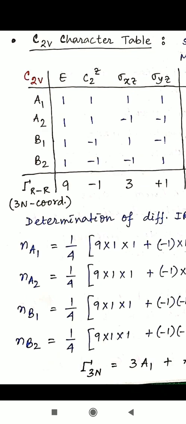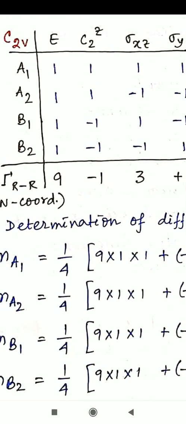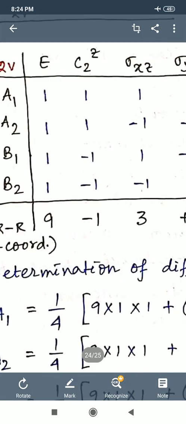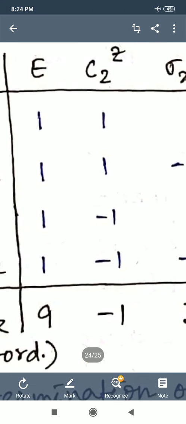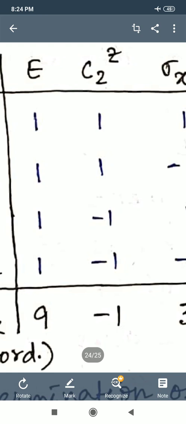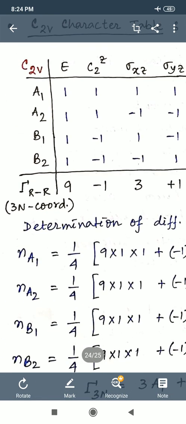So 9 into 1 into 1 plus, again taking the reducible representation, that is -1 into, in case of A1, the C2Z is 1, and in C2Z the 1 is there, because 2 C2Z, 3 C2Z is not there. So the second term should be -1 into 1 into 1, and the third term, that is 3 into 1 into 1, because 3 comes from the reducible representation with respect to the sigma xz.